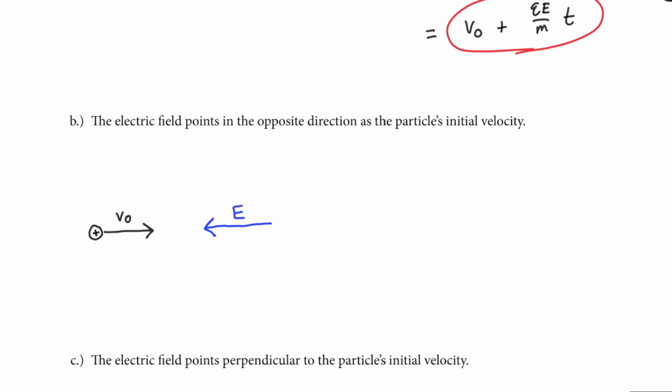Because if I go against the E-field, this positive charge will feel a force opposite the way its velocity is going. So we can just denote that by a negative acceleration. So the only change is just going to be the sign between my initial velocity and the change.